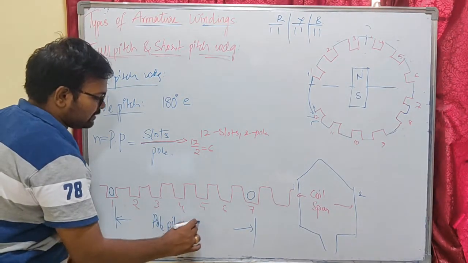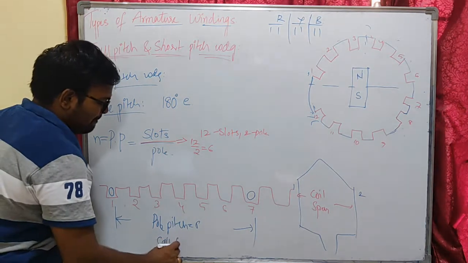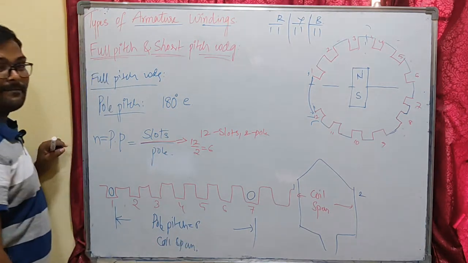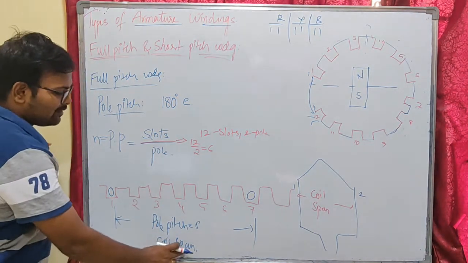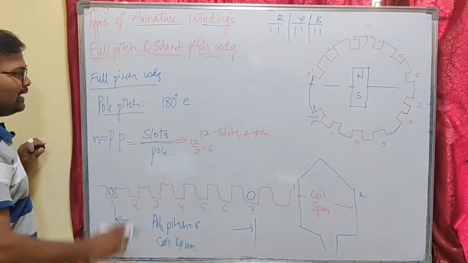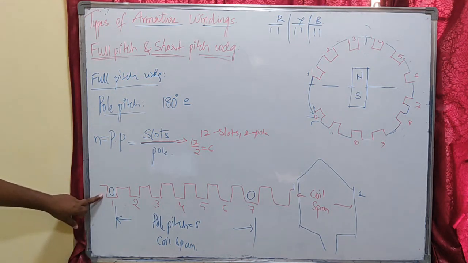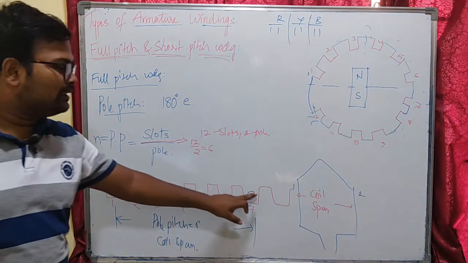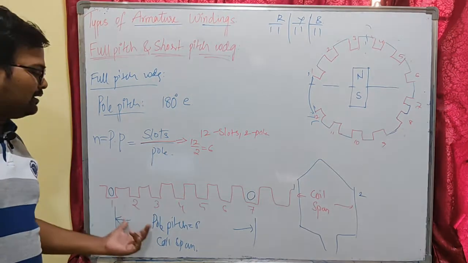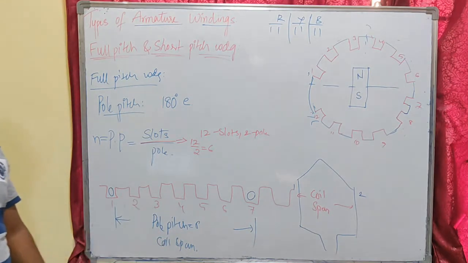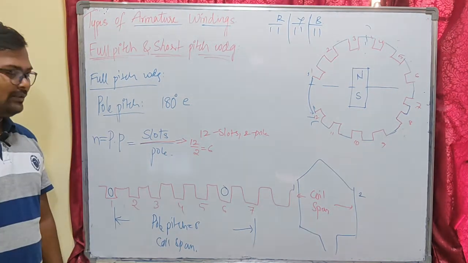Pole pitch is nothing but 6, and the coil span. If the coil span of the winding is equal to pole pitch, that type of winding is called full pitch winding. That means if I keep one coil side in one slot connected to another coil side in another slot which is one pole pitch distance away from the first slot, this type of winding is called full pitch winding. So what is short pitch winding?